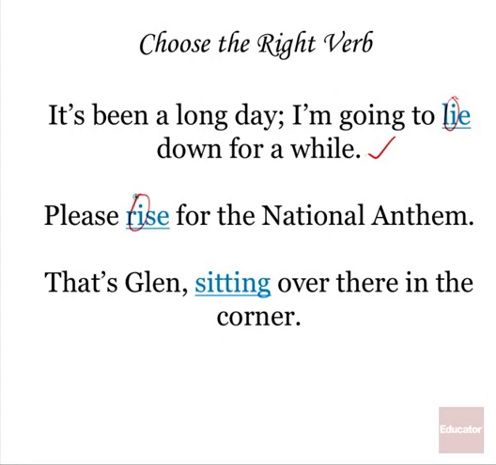Please rise for the national anthem. Once again, you're not getting any help. You're pushing yourself up out of your chair. And that's Glenn sitting over there in the corner. Glenn is not the sun, so he will never be setting over there in the corner.